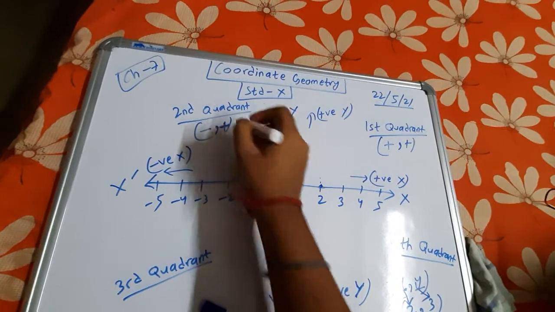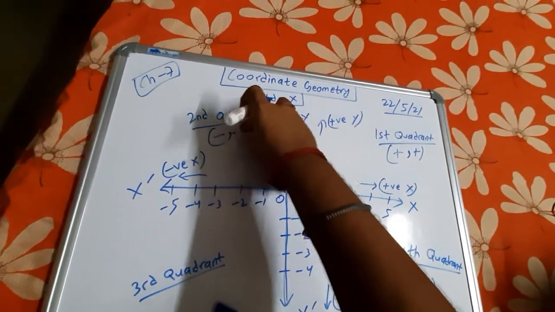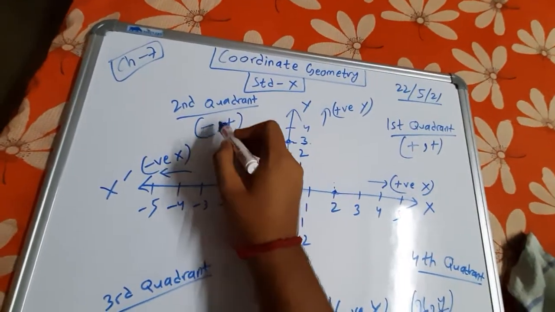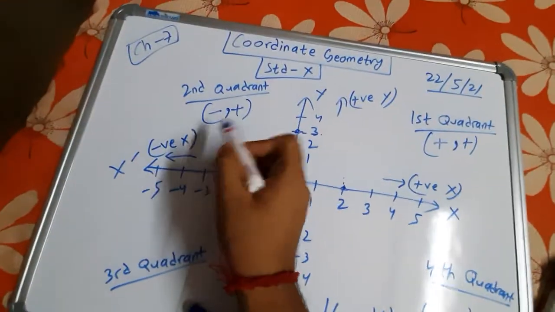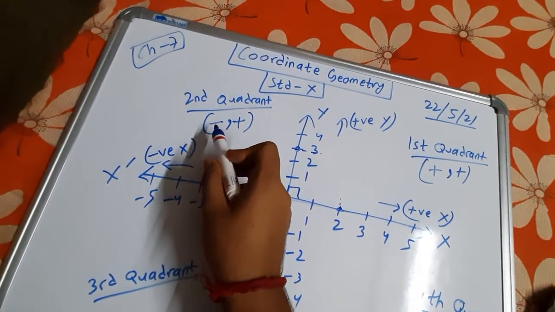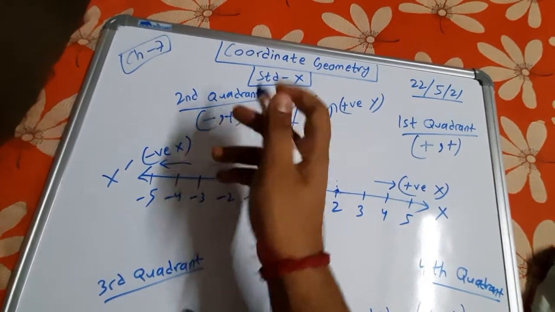You can see the notation that I am using. I am using this notation because I want to show you which is positive and which is negative. The normal form of a coordinate is x comma y, so before the comma there is x and after the comma there is y. By writing minus in place of x, it means x is negative. By writing plus in place of y, it means y is positive.